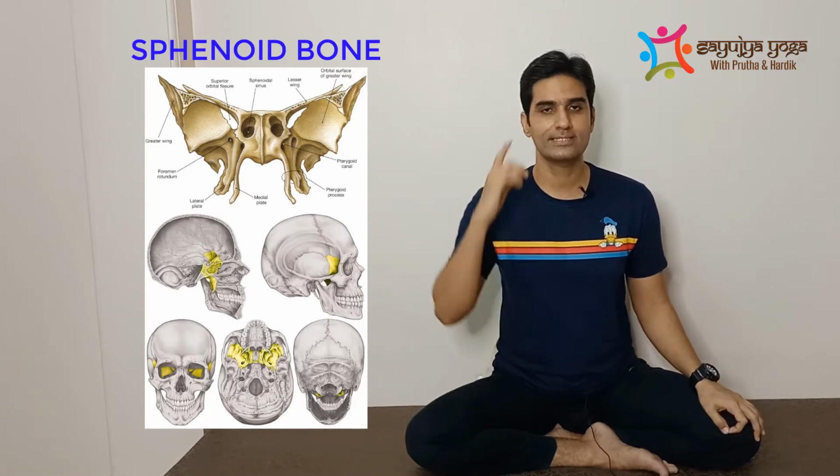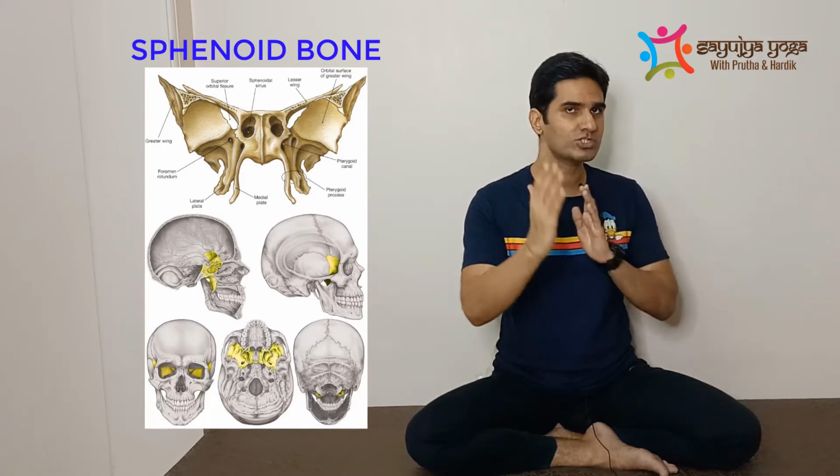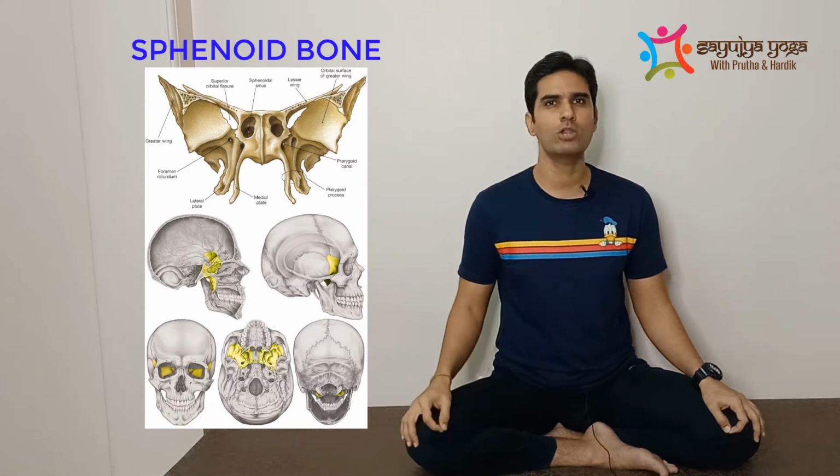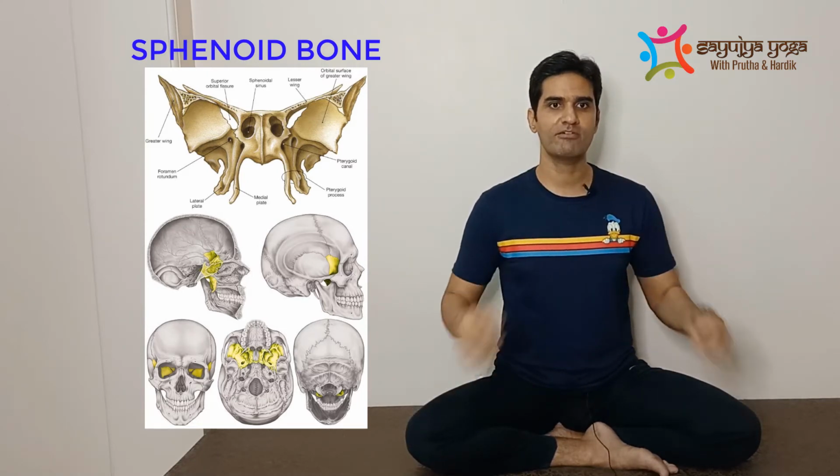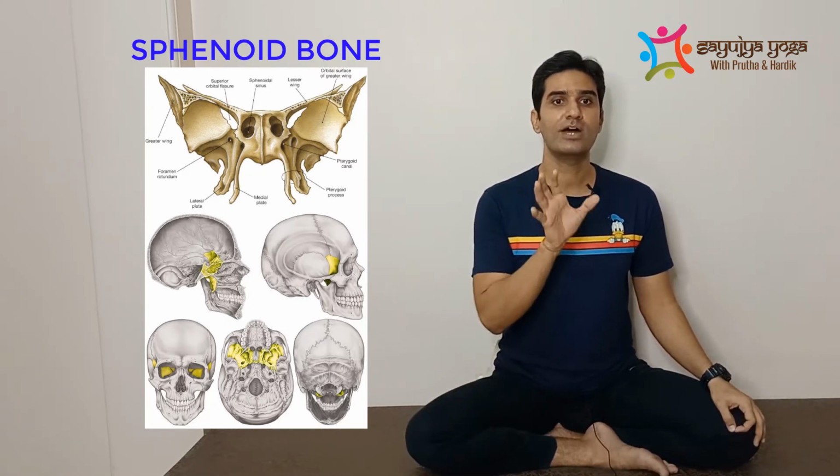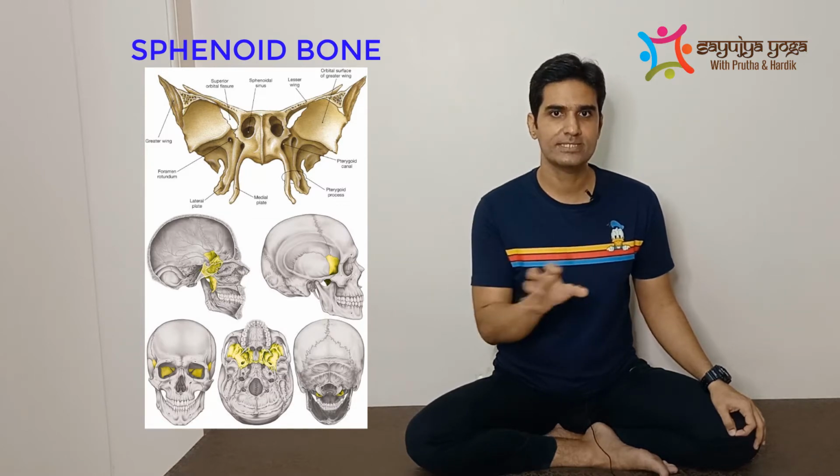Don't be fooled by its lateral appearance. Okay, when you watch it from the lateral side, it looks like a very small bone. But when you look at it from the front, sphenoid is one large bone that spans the cranium.